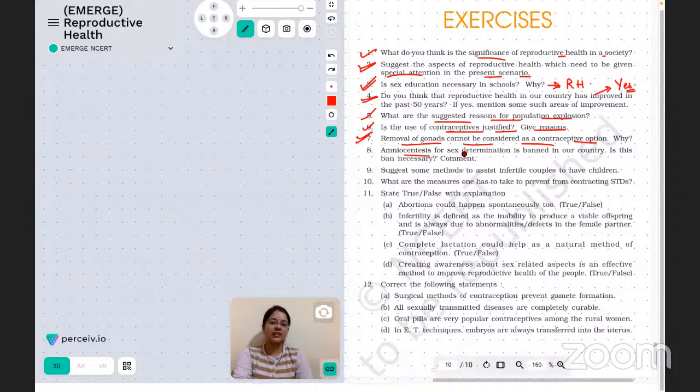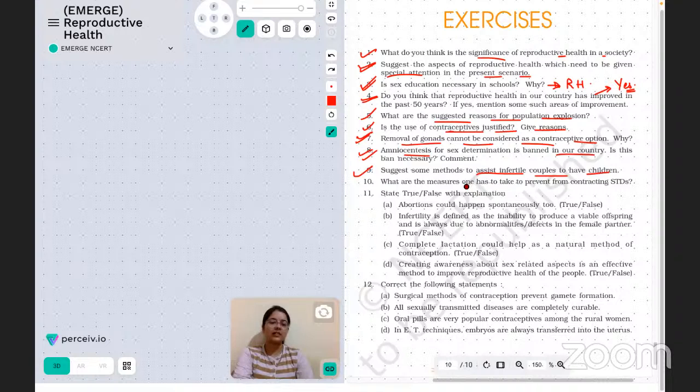Now, amniocentesis for sex determination is banned in our country. Is this ban necessary? Yes, definitely. Female feticide के number को अगर decrease करना है, so that's why it's very, very necessary. Suggest some methods to assist infertile couples to have children. अभी जितना मैंने आपको techniques बताया ART का, वो सारे techniques हो जाएंगे. ठीक है, वो आप mention कर सकते हैं यहाँ पे.